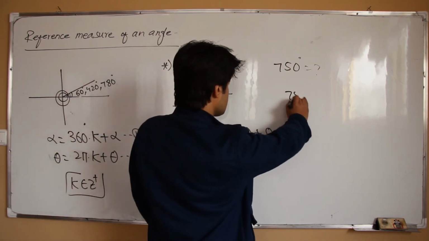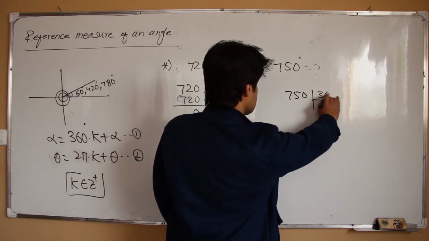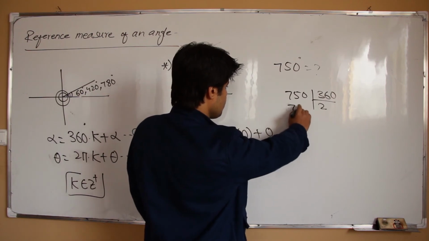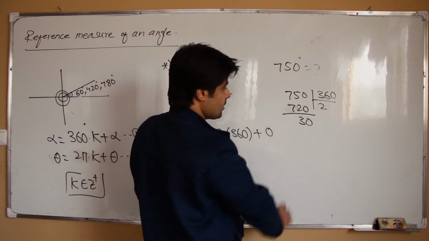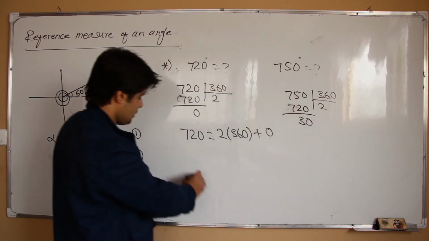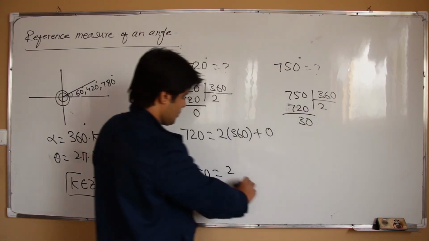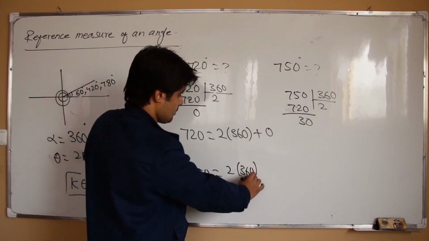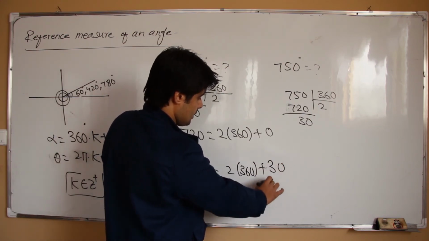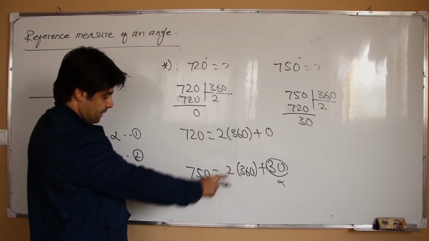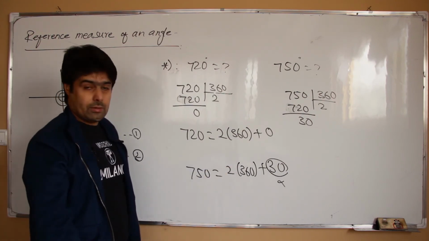Or if I have, for example, 750, now what is the reference angle? Divide 750 by 360. It would be 2 times, which is 720. The remaining is 30. Now we can write this 750 as 2 times 360 plus 30. This 30 is called alpha, which is the reference angle for 750.